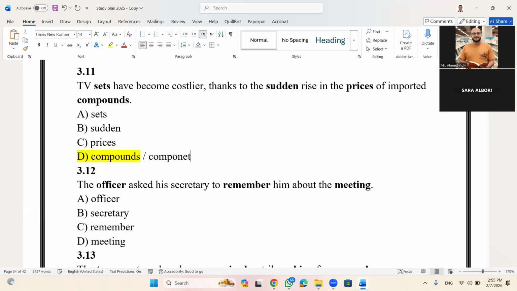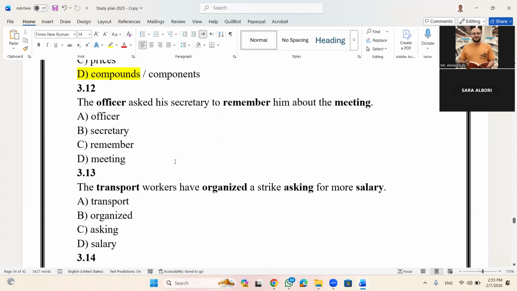Components. But because the word compound is a noun and it looks like the word components, compounds means something consisting of too many things. Compound. But the word components, I mean the elements that we use in making something. Next.